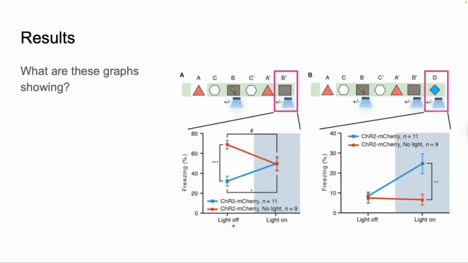Okay, we're going to move on to the next set. So they are doing this same thing, but they're just going to add in context B and the activation with the light, right? And then they're going to add in a context D afterwards and also measure freezing in both of these. So what are these two graphs showing? Let's start with graph A.